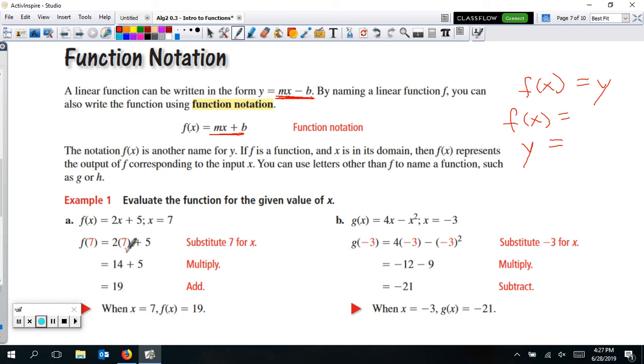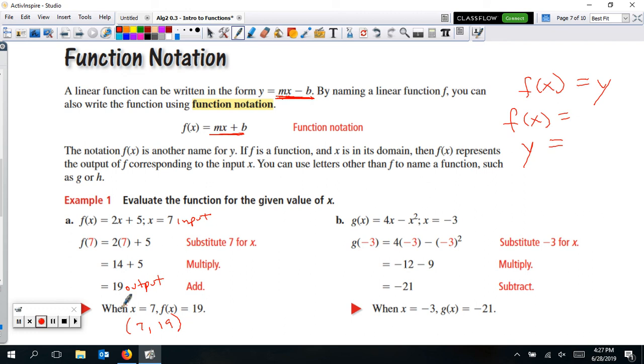So if 7 is the input, right, this would be your input right here. So the input is 7. This would be our output down here, which would give us really an ordered pair. And you can write this as an ordered pair. 7 would be the input, and 19 would be the output. There's our ordered pair. So when x is 7, f of x equals 19.